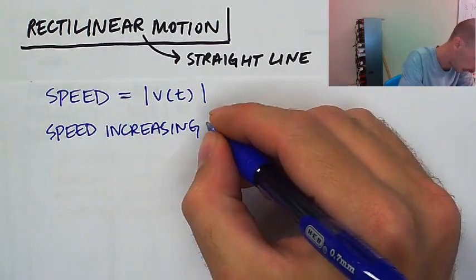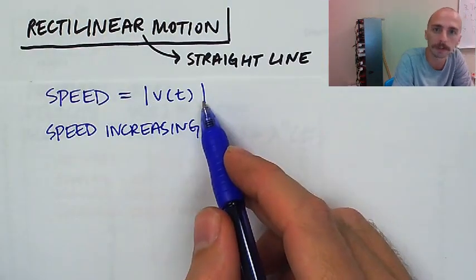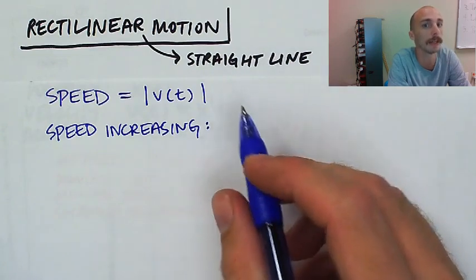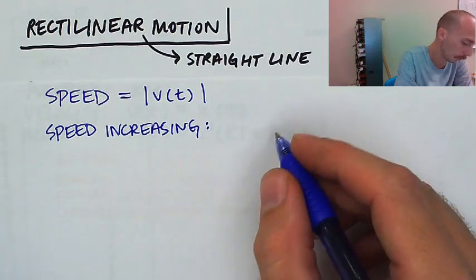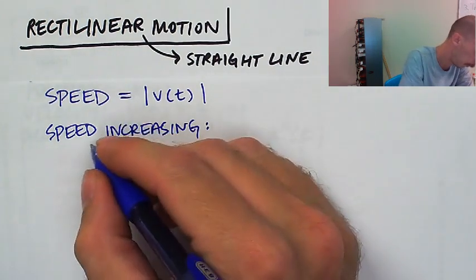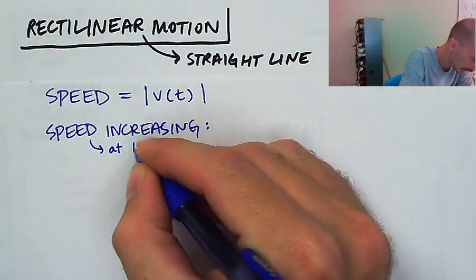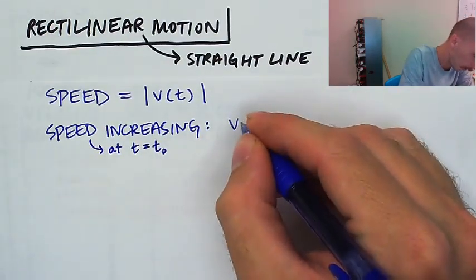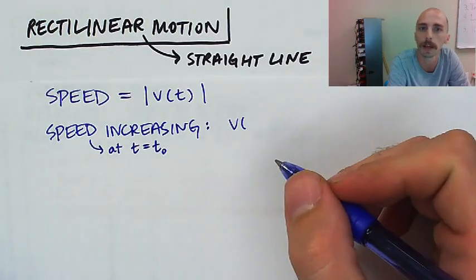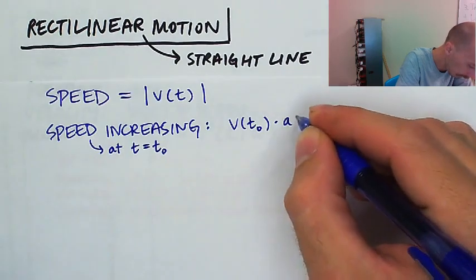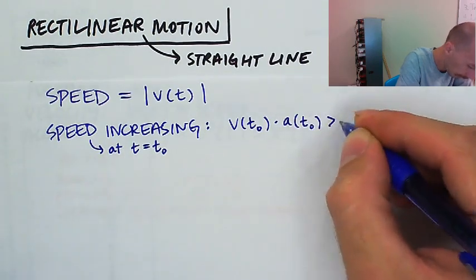So speed is increasing. That's going to be when the absolute value of v is increasing, right? So speed could be positive and getting bigger or negative and getting more negative. Okay, so the test I like to use in my class is, take velocity at a particular time, speed increasing at t equals some special time. That's going to be where velocity and acceleration have the same sign, right? But the test I like to use is the product of velocity and acceleration. That's going to be a positive number.